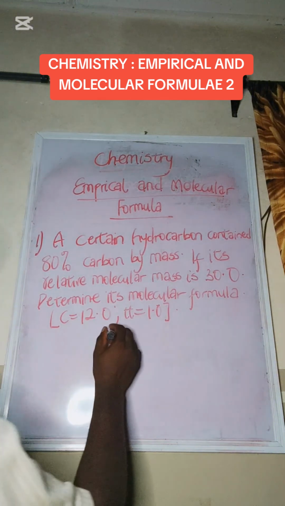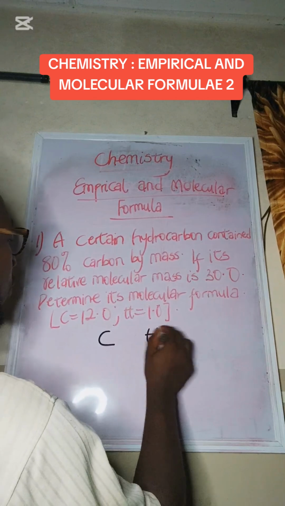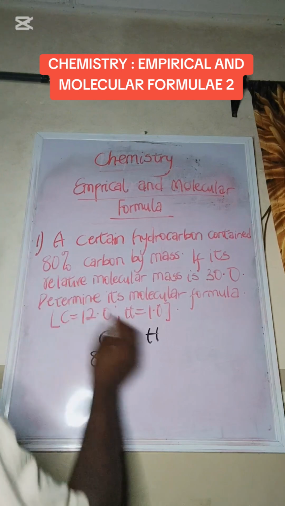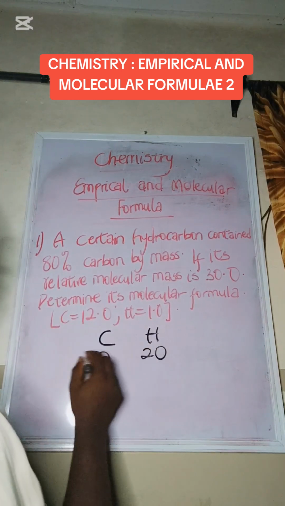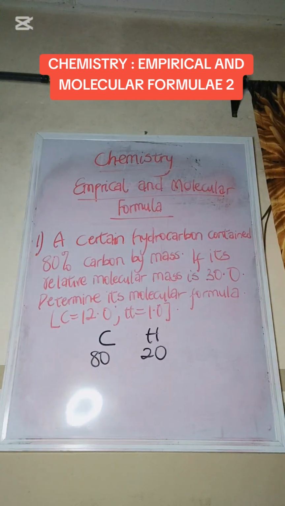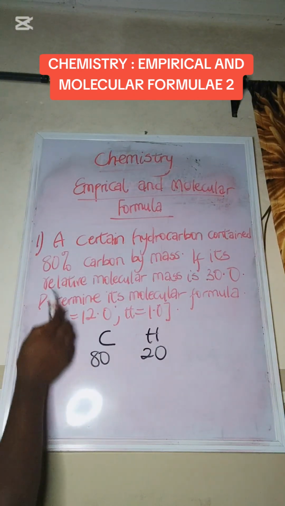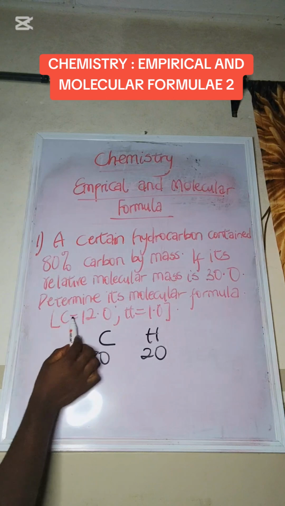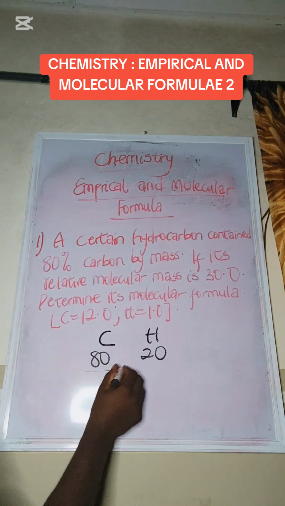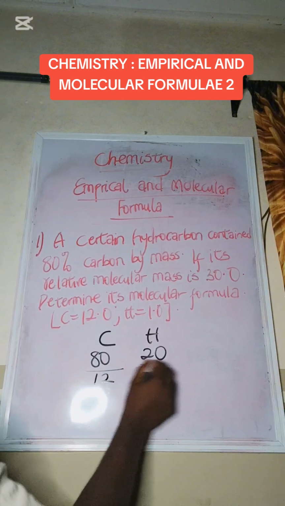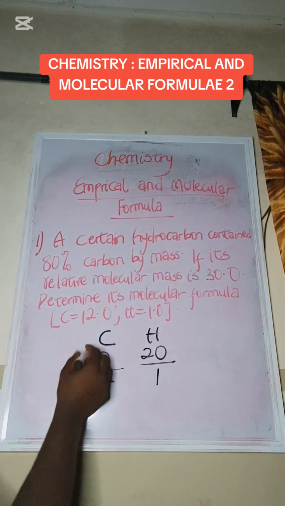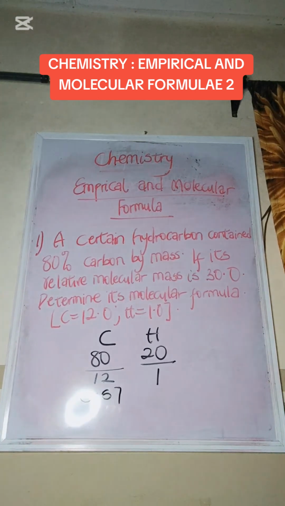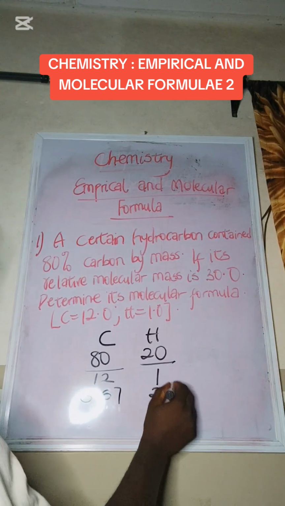So we have carbon and we have what? Hydrogen. So the carbon is 80, while the remaining percentage is for hydrogen. From there we divide their percentages with their relative atomic masses. This is divided by 12, while this is divided by 1. So when you divide this, we have 6.67. Divide this, we have 20.